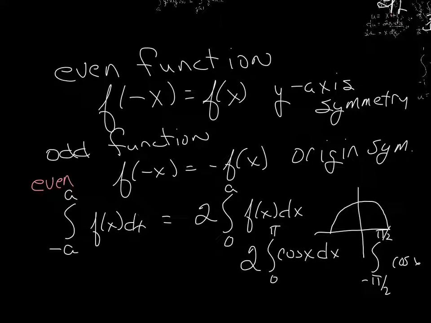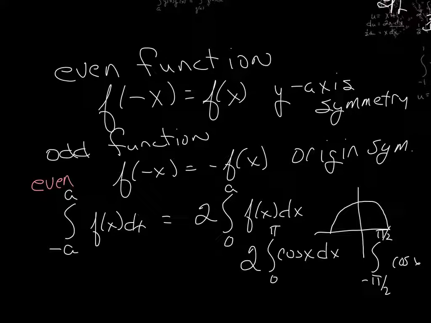Okay, so anytime you recognize that you have an even function, you can use this. Cosine and secant are even functions among the trig functions. If all of your exponents are even, you have an even function.